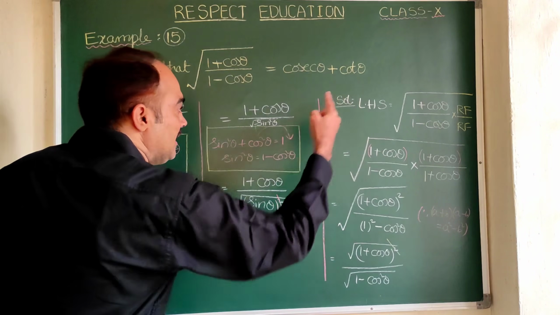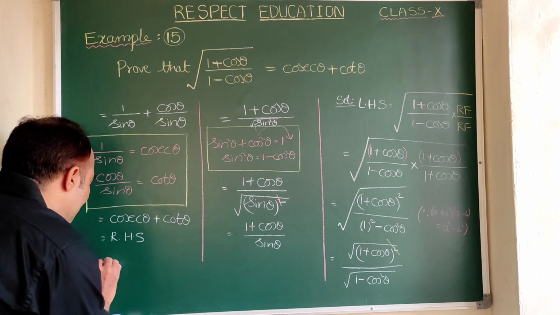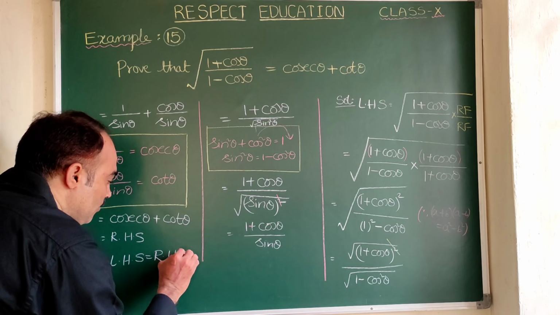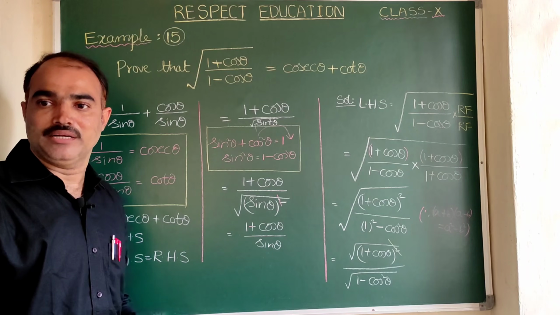So if we take LHS, here we have reached RHS. Therefore, LHS is equal to RHS. You can write hence proved. With this, example 15 gets completed.